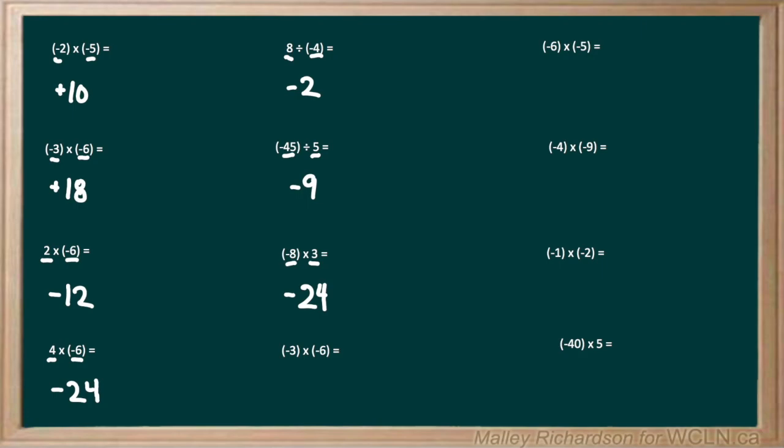Next we have negative 3 times negative 6. We have a negative 3 and a negative 6, and two negatives make a positive. So 3 times 6 is 18, and then negative times a negative is positive, so our answer is positive 18.